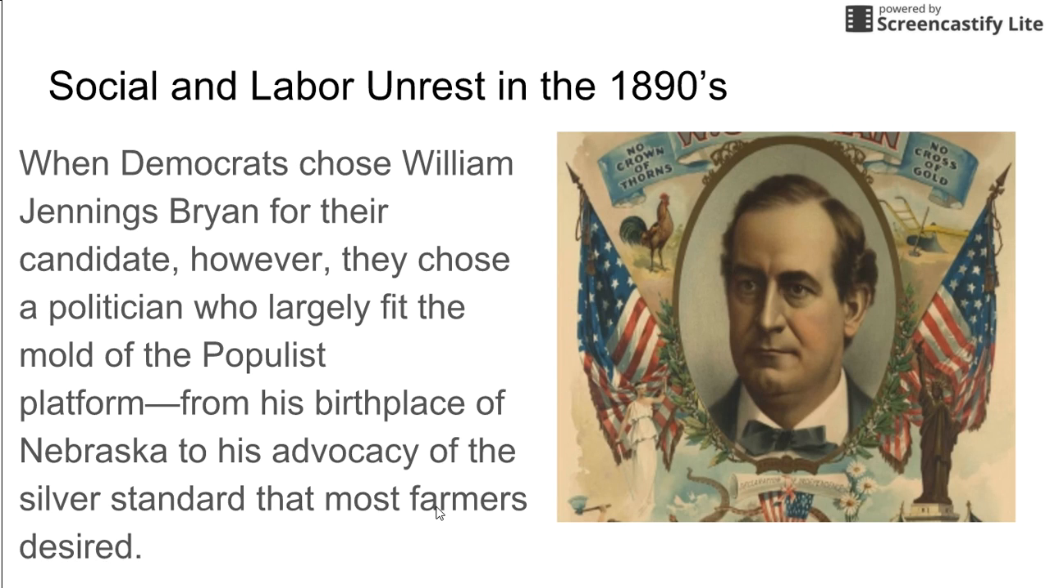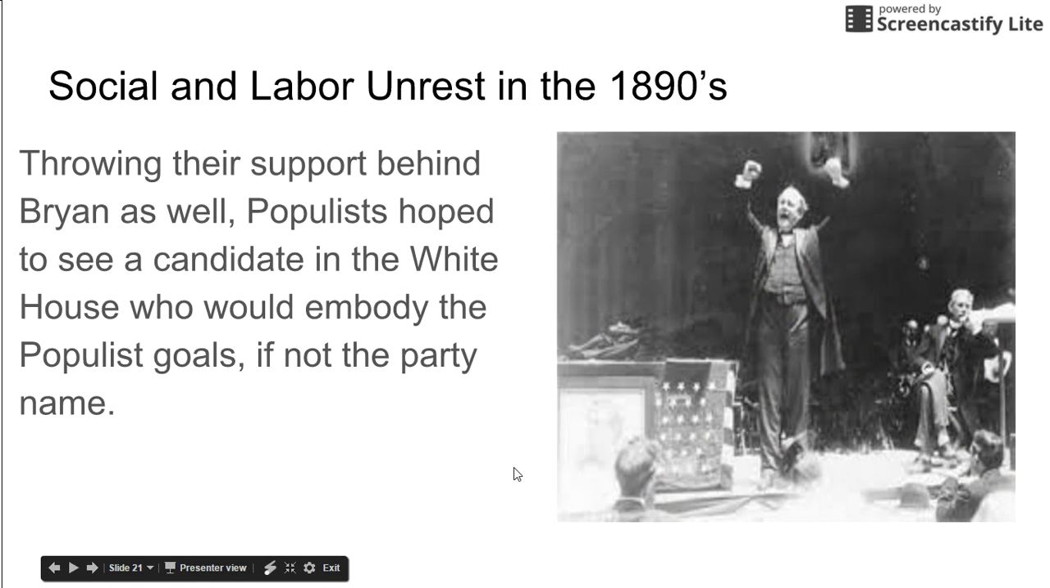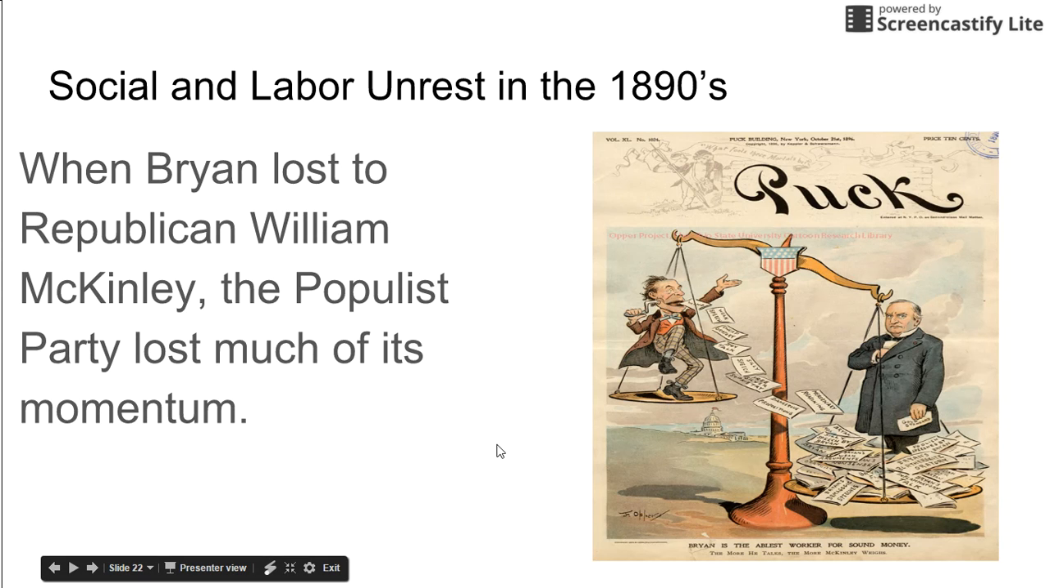Next slide. When the Democrats chose William Jennings Bryan as their candidate, however, they chose a politician who largely fit the mold of the populist platform, from his birthplace of Nebraska to his advocacy of the silver standard that most farmers desired. Next slide. Throwing their support behind Bryan as well, populists hoped to see a candidate in the White House who would embody populist goals, if not the party name. Next slide. When Bryan lost to William McKinley, the Populist Party lost much of its momentum.